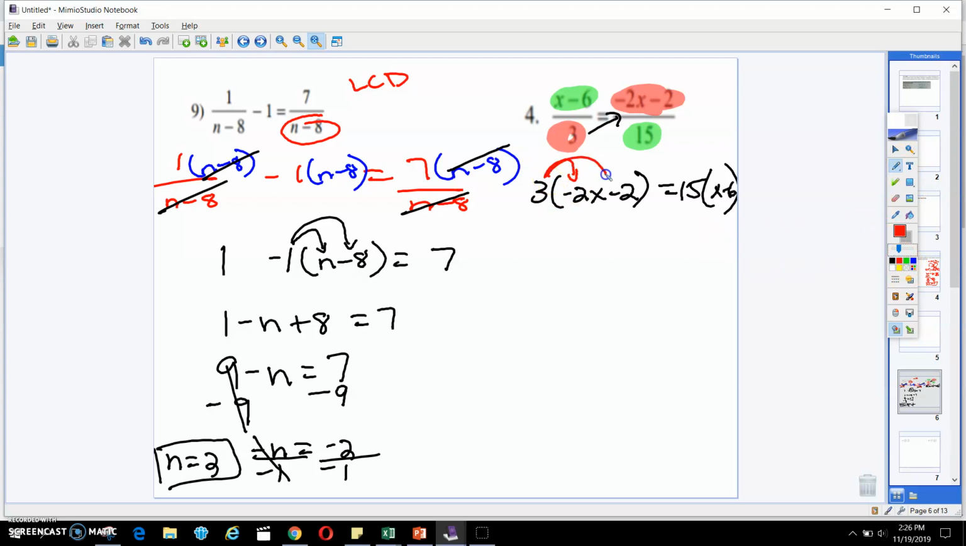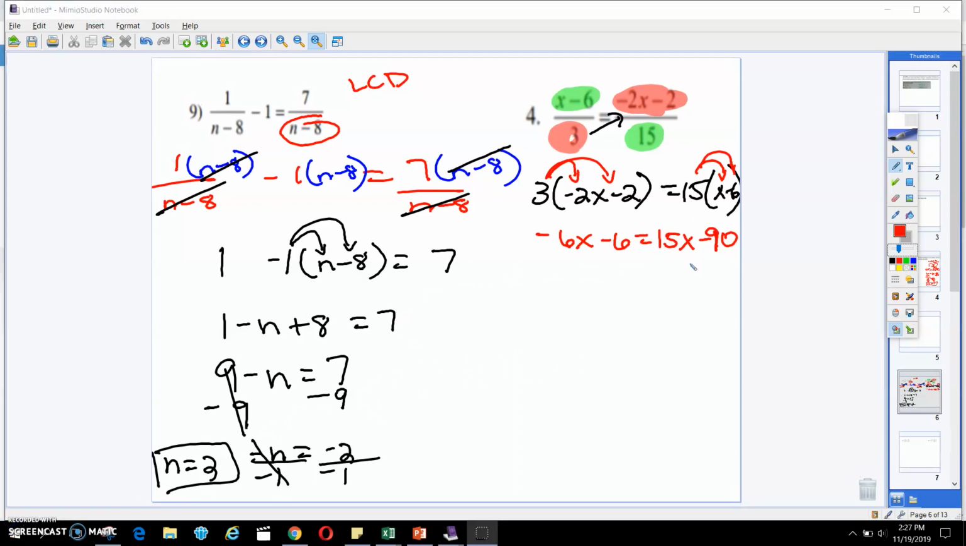I'm going to distribute. Over here, distribute. This will give me 90. Attention in the building. Now we're trying to solve for x. So we're trying to get numbers on one side, letters on the other. So we're going to add 6 to both sides.